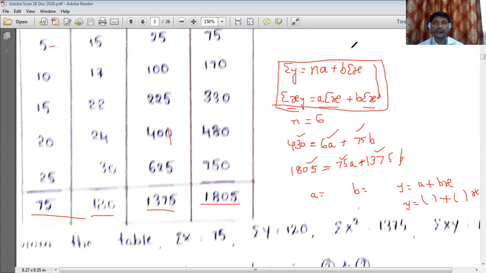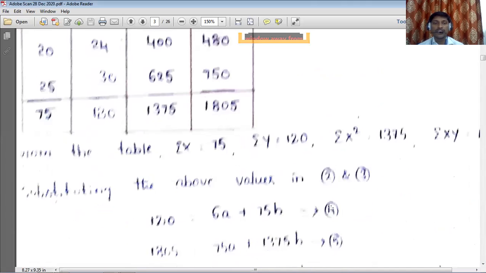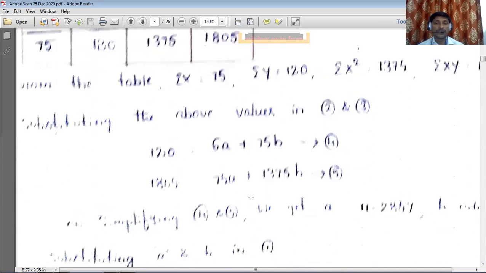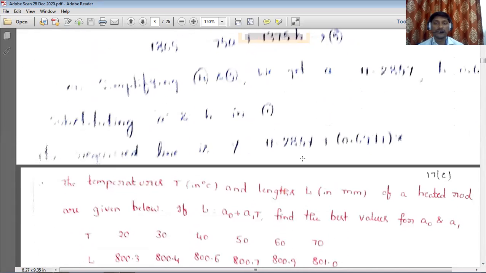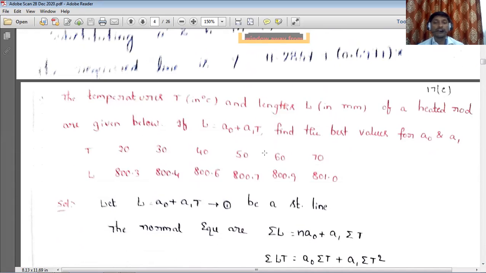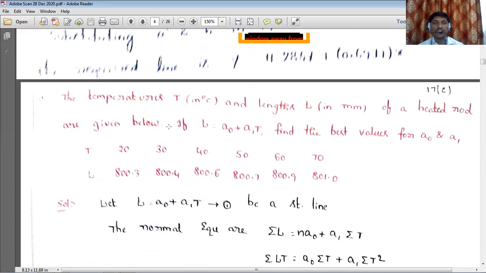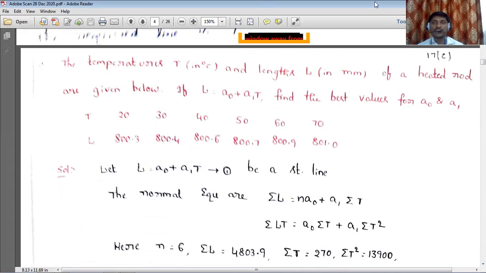So this is a procedure for fitting a straight line, or in other words we can say a linear curve. We substituted and solved those values and we got these values. So this is the process we need to apply. Same with the temperature T and length L in mm of a heated rod given below, and they also give the relation. Generally what we said here is y is equal to a plus bx.